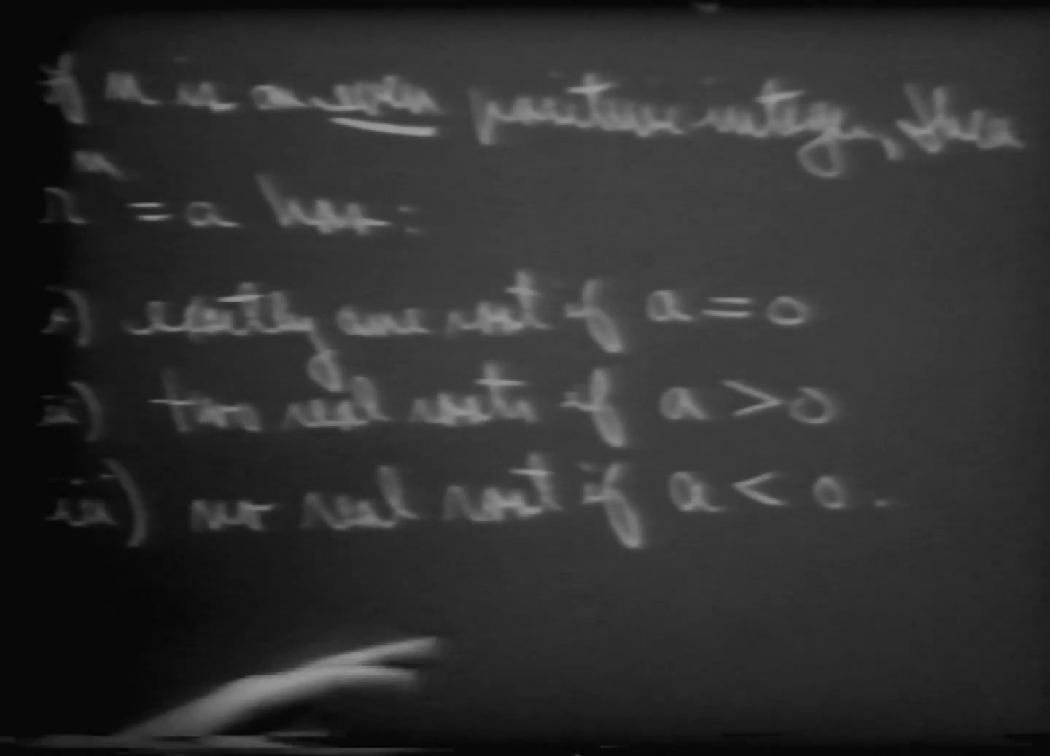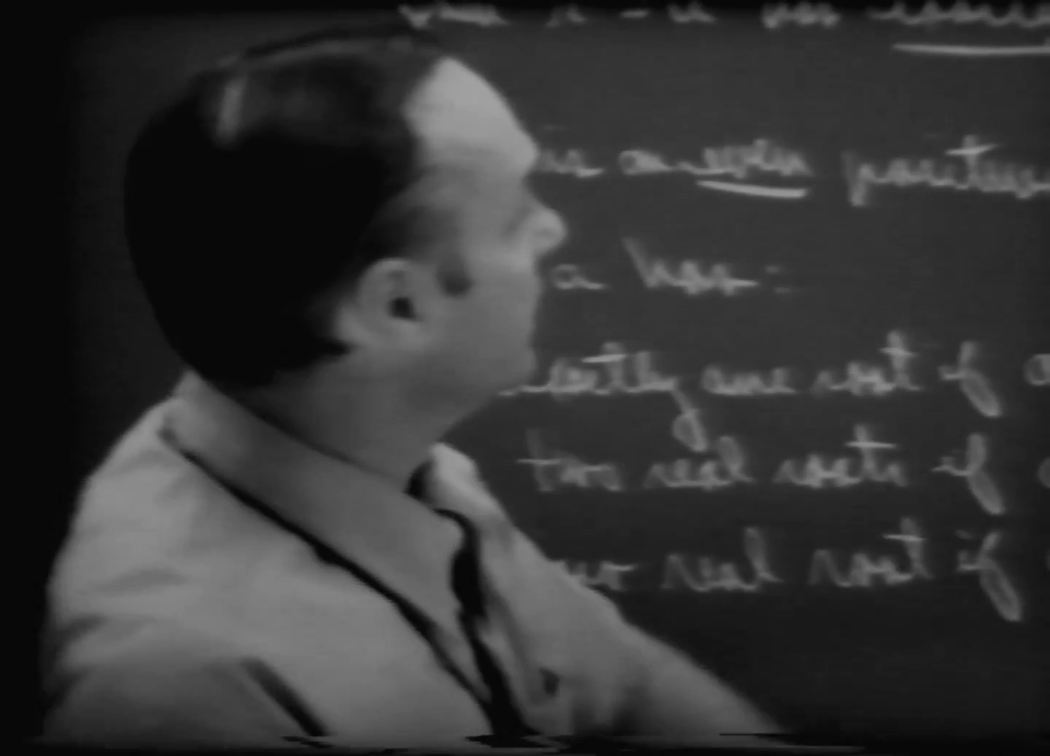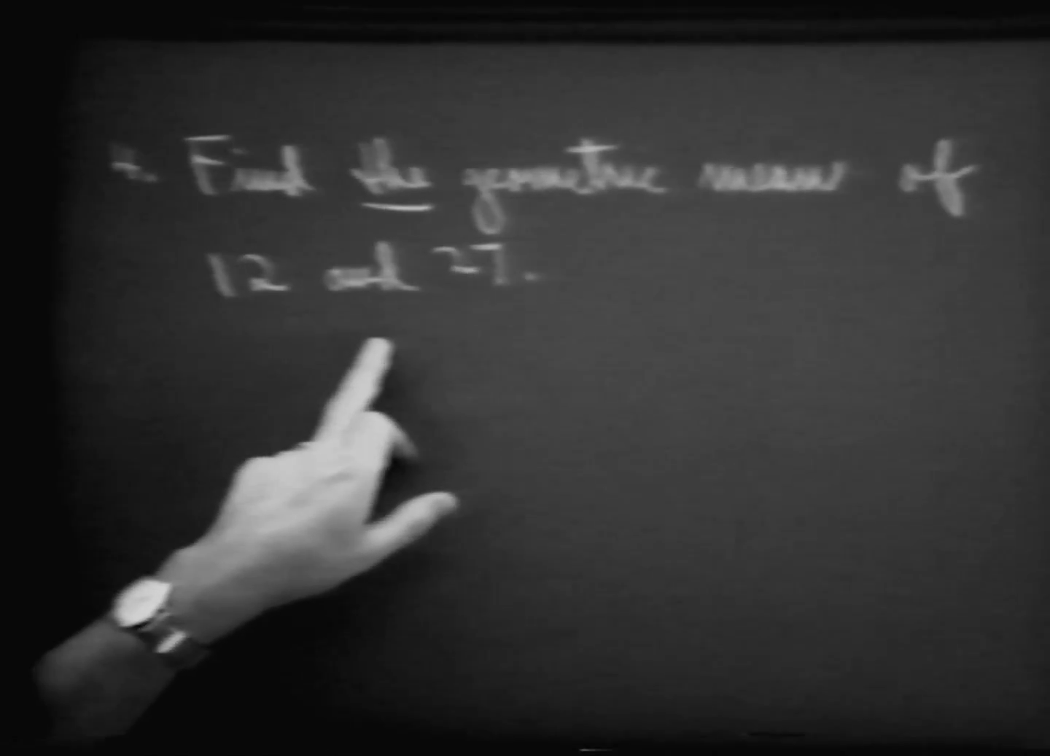And then if a were less than 0, we have no real root in the set of real numbers. Notice again, in the set of real numbers. Well, let's look at another example. And here we have a problem which says find the geometric mean of 12 and 27.